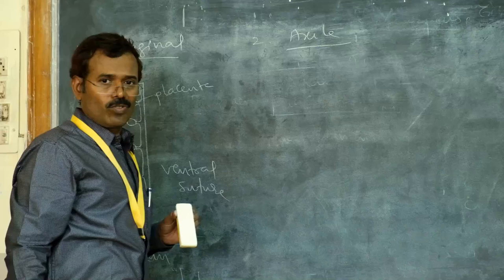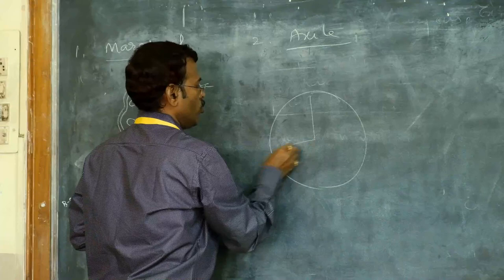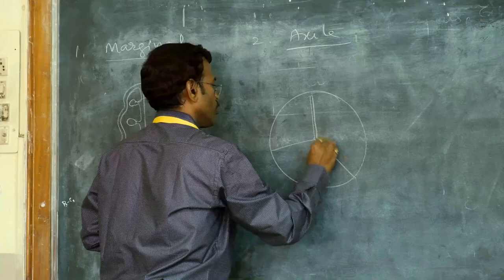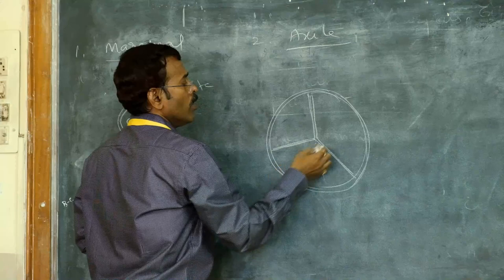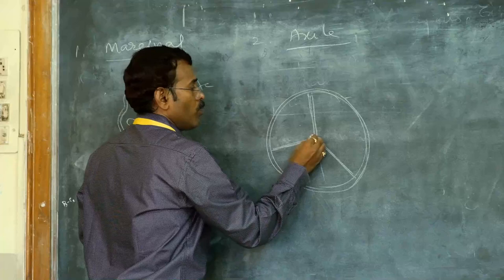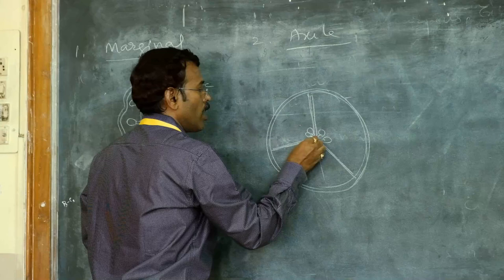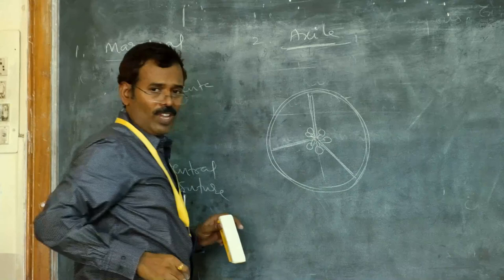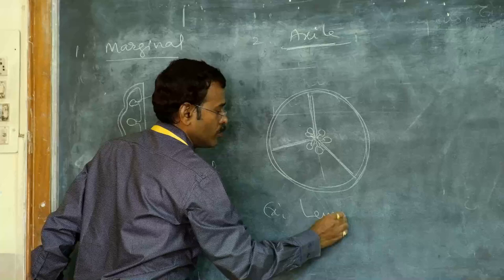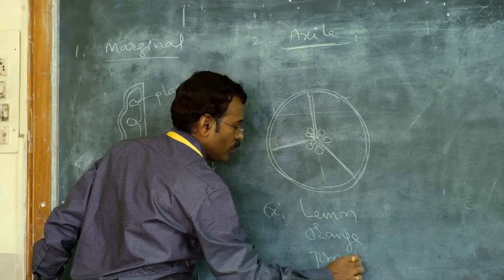Second one is axile placentation. Here the ovary can have many locules. This is the wall of the ovary. These are the locules and these are the septa. So the placenta bearing the ovules arises from the central axis of the ovary. This type of placentation is known as axile placentation. You can see this in examples such as lemon, orange, tomato, etc.